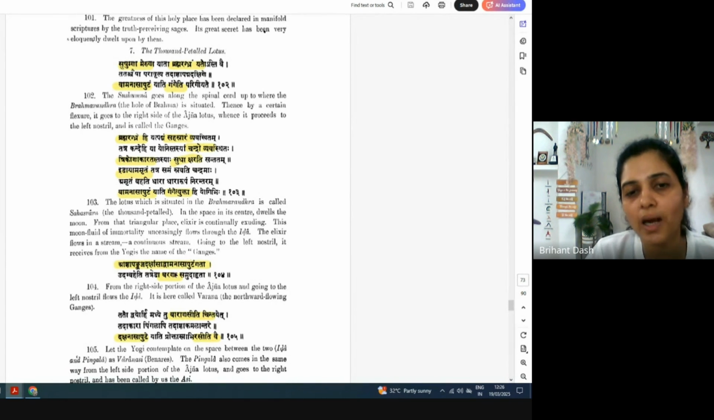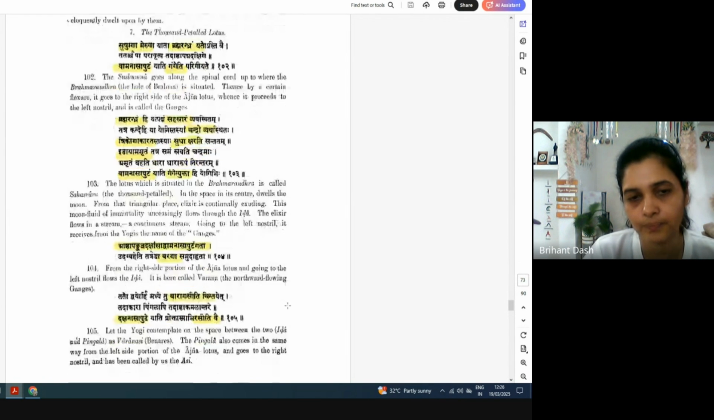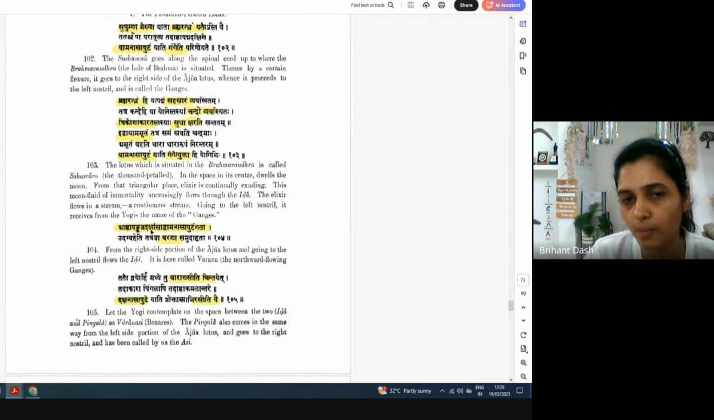Means from the right side of your Agya Chakra, it leaves, but it reaches to the left nostril and it is called Varna. So Varna is the synonym of Ida. Now they have changed their statement. Once you read the shloka earlier in the Nadi, there they say it reaches to the right nostril, which is very different from the other text. We should remember that Ida is left, and now they have corrected it also.